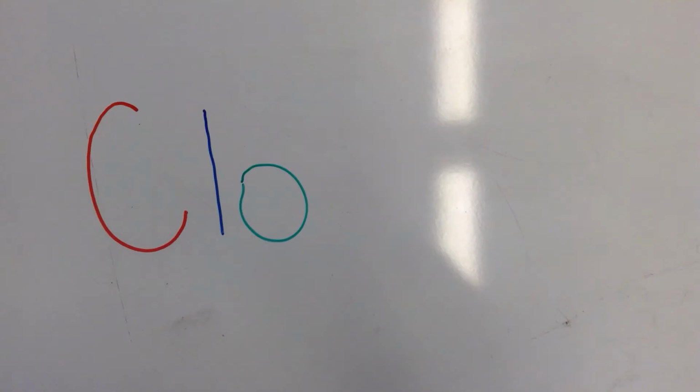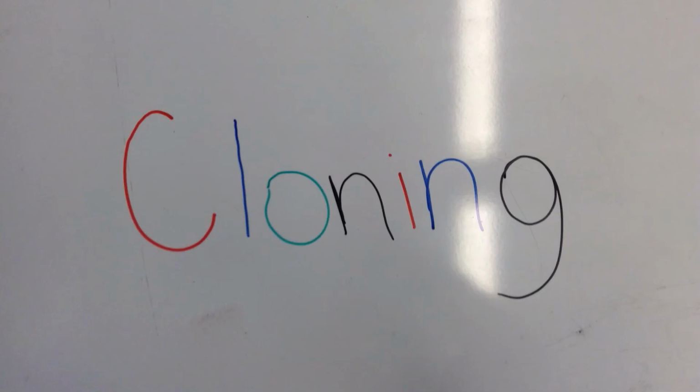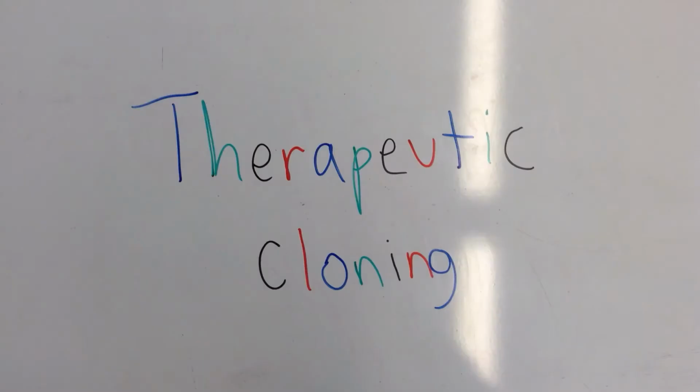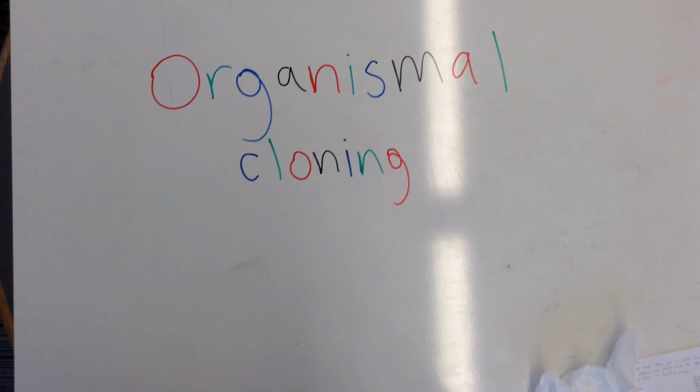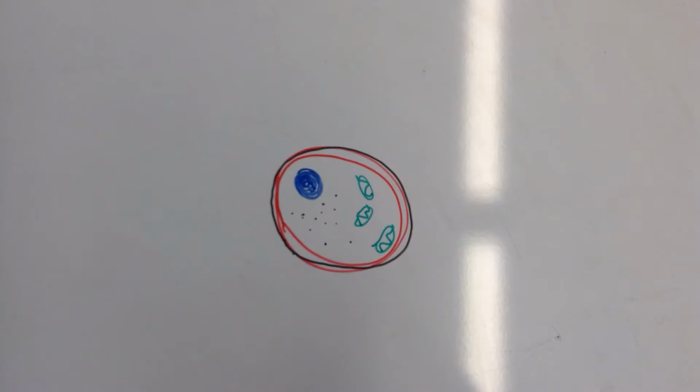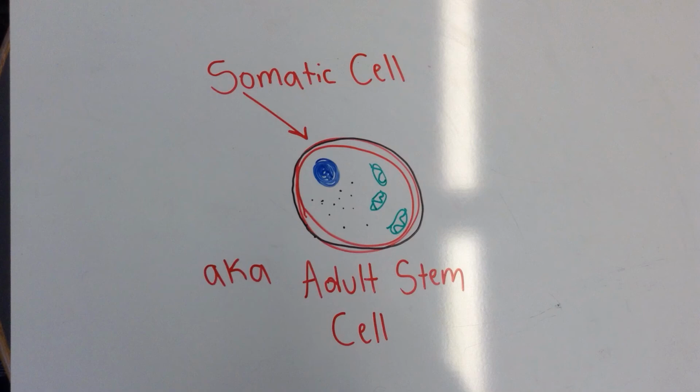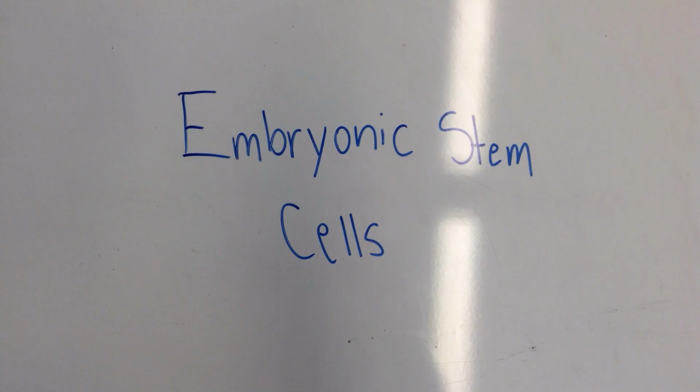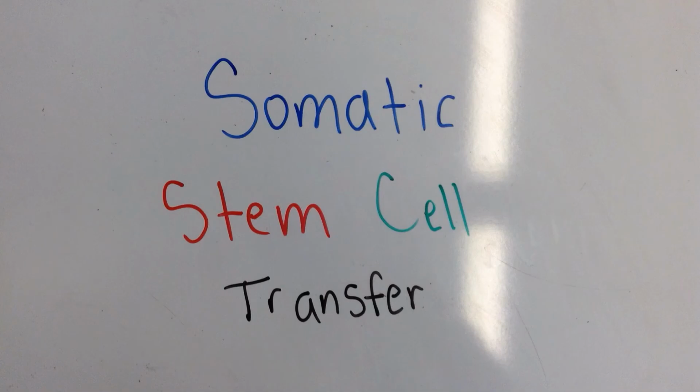Another part of biotechnology is cloning. There are two main types of cloning: organismal cloning and therapeutic cloning. We are focusing on organismal cloning. This process uses adult stem cells, which are undifferentiated cells in the body, and also uses embryonic stem cells. A specific example of organismal cloning is somatic cell nuclear transfer.